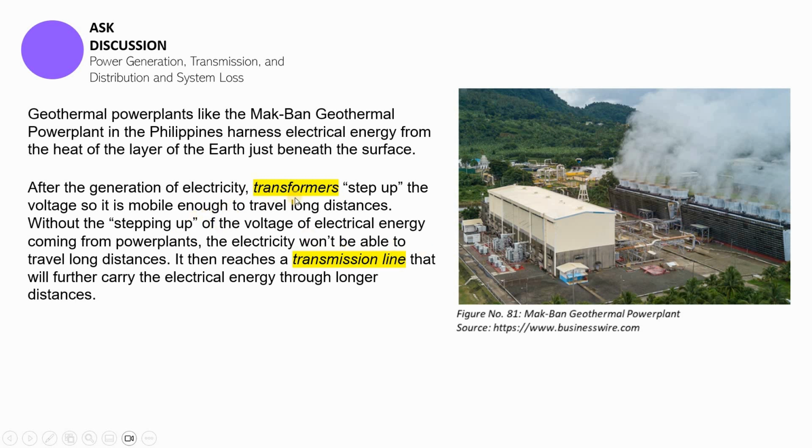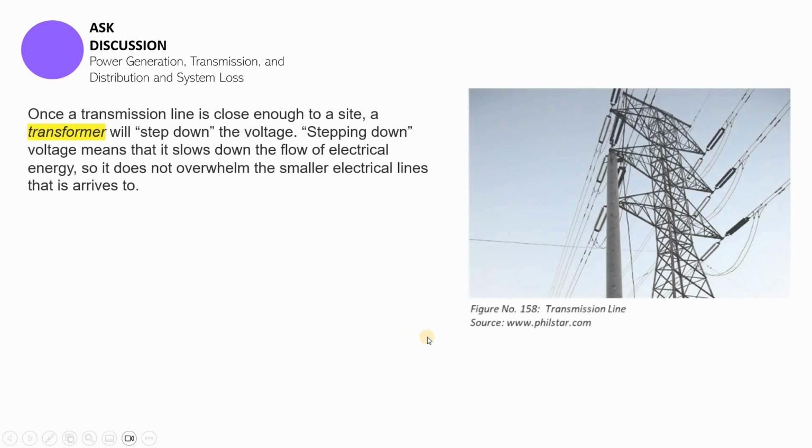Now, after ma-generate ng electricity, the transformers are going to step it up so the voltage is going to be mobile enough to travel long distances, as it was said kanina. It will be transmitted through the transmission lines. Now, without the stepping up of the voltage of electrical energy coming from the power plants, the electricity won't be able to travel long distances. It then reaches the transmission line that will further carry the electrical energy through longer distances.